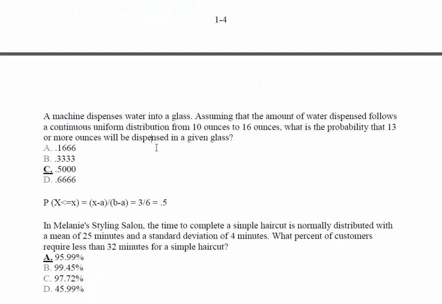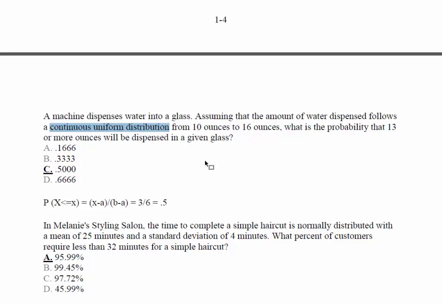And for the next question. A machine dispenses water into a glass, assuming the amount of water dispensed follows a continuous uniform distribution. Here is the key, continuous uniform distribution, from 10 ounces to 16 ounces. What is the probability that 13 or more ounces will be dispensed in a given glass?